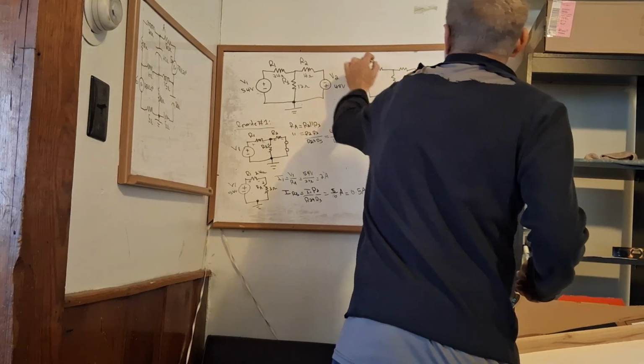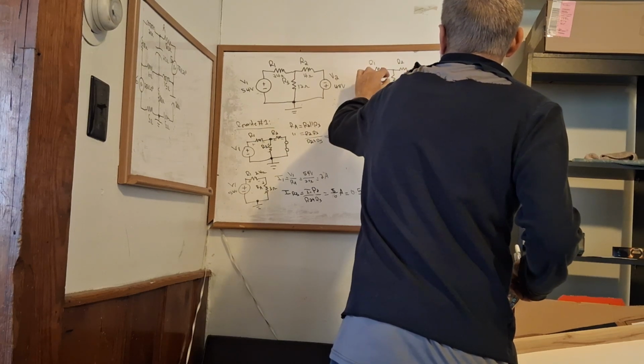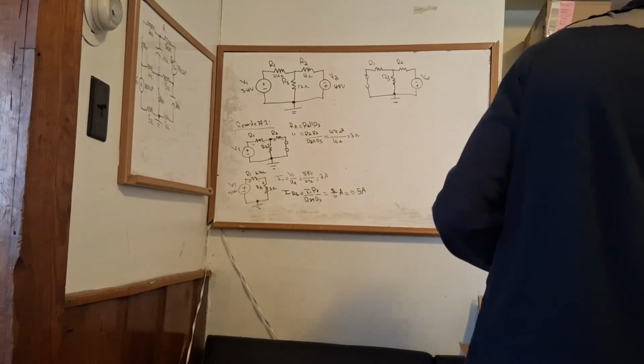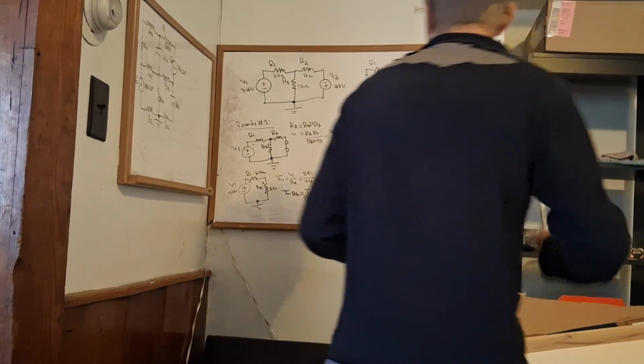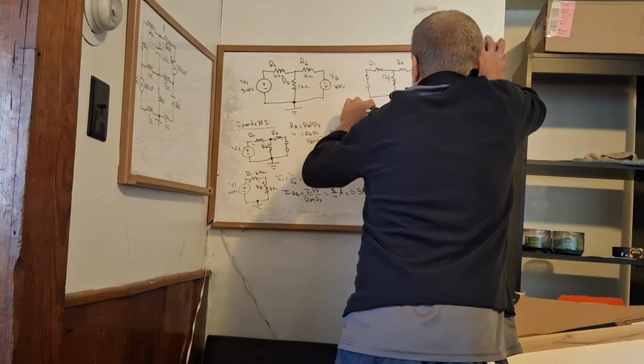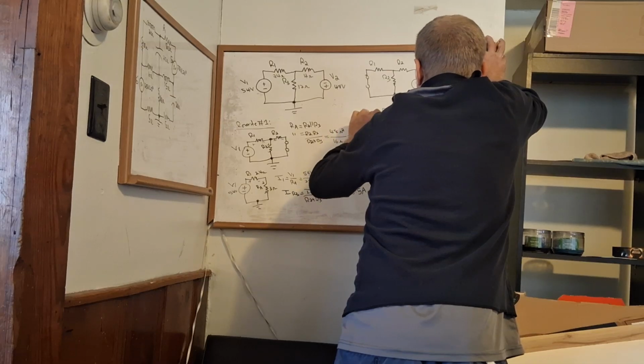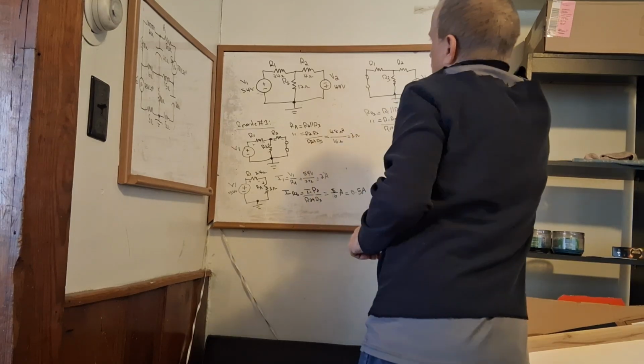Okay, this is R1, R2, R3. Notice R1 and R3 are in parallel. Well, if we do, let's say R sub B, that's going to be equal to R1 in parallel with R3, which is equal to R1 times R3.